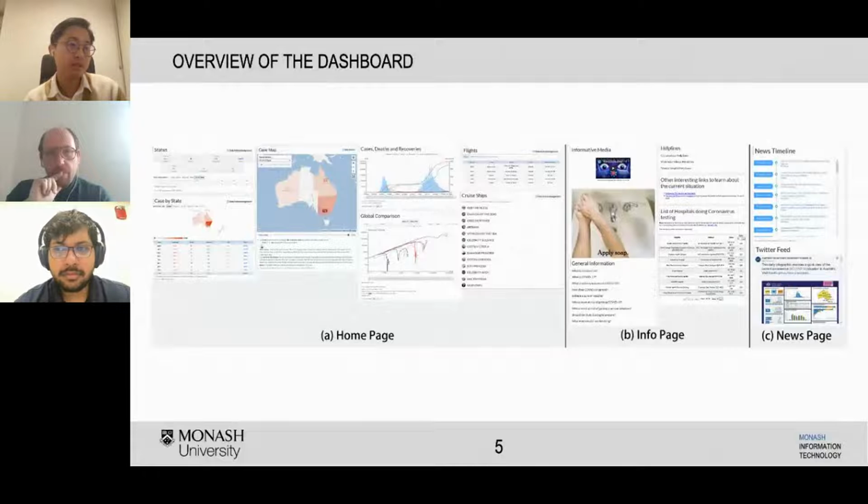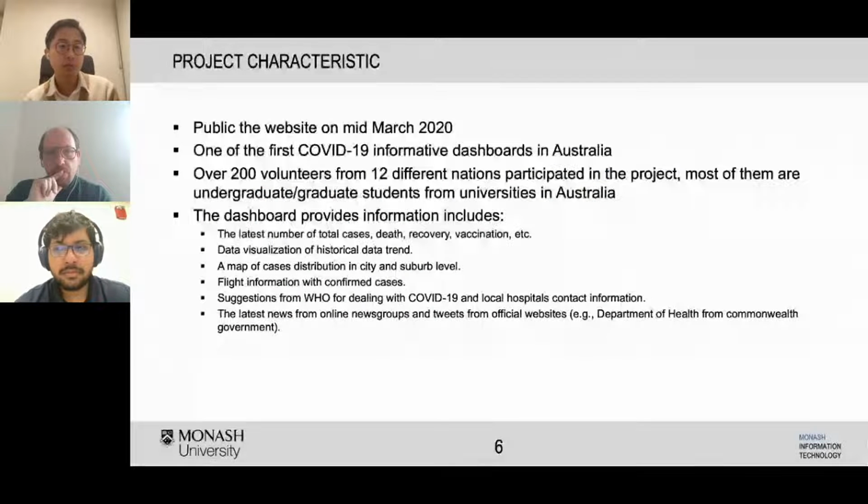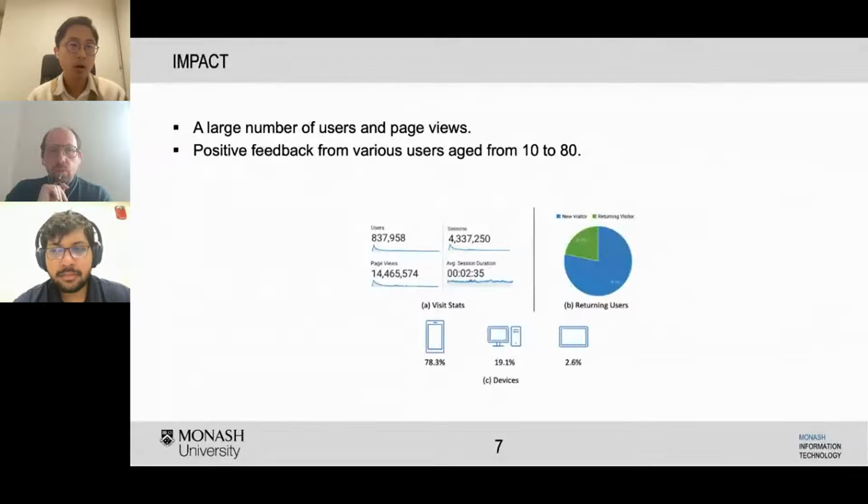The project characteristics. We first published the website in March 2020. It is one of the first COVID-19 information dashboards in Australia. We have over 200 volunteers from 12 different nations participating in this project, and most of them are undergraduate or graduate students from universities in Australia. We have received a large number of users and page views since we first released the website. Although most of the users are from Australia, we can also see some of them from 184 other countries and areas around the world, as they may have friends or family members in Australia.